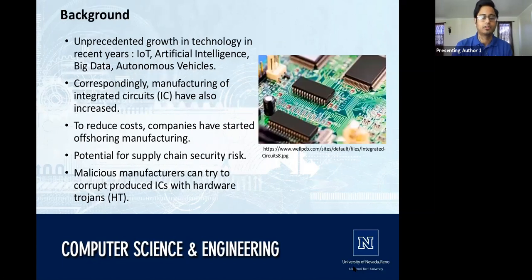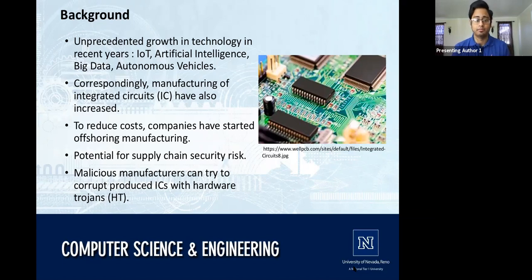Now, as you look around yourselves nowadays, you see a ton of growth in technology. Things like IoT, AI, big data, and autonomous vehicles have taken over cyberspace, and a lot of these technologies require a lot of processing power. With the rise of these technologies, the manufacturing of integrated circuits, or ICs, has also increased. A lot of IC designing companies, in order to reduce costs, have started offshoring the manufacturing of these ICs to third-party manufacturers, which creates potential supply chain security risk.